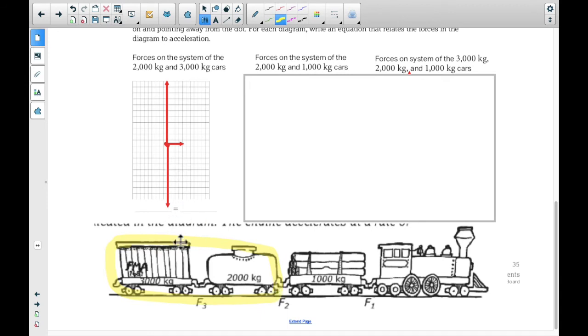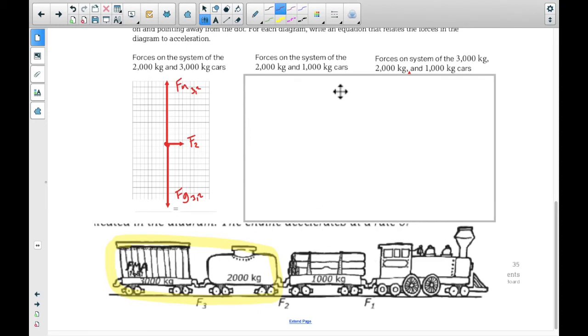Of course, I have my force of gravity and my normal force. And I'm calling that F sub G sub 3 and 2. So it's the 3,000 kilogram car and the 2,000 kilogram car. All right, there are no forces acting to the left, but there is a force acting to the right. In this case, that is F sub 2.